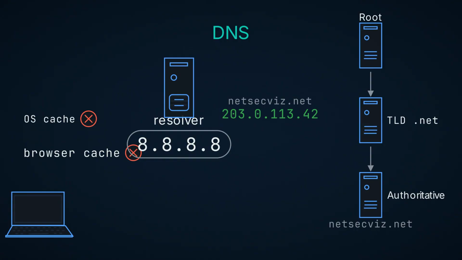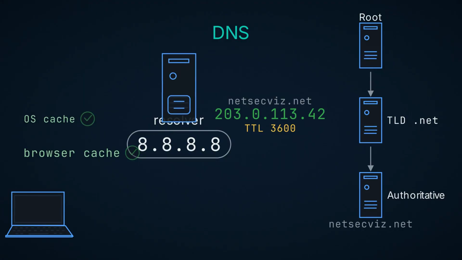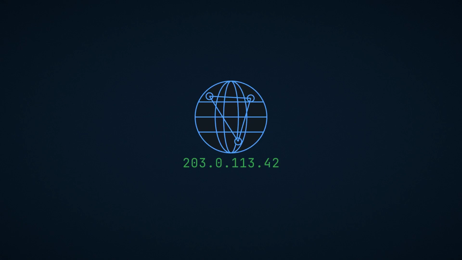And here's the thing everyone gets wrong. This almost never happens in full. Every answer comes with a TTL, a time to live, a little expiry timer. Until it expires, everybody caches it. Your browser, your OS, the resolver. So most of the time, this entire planetary scavenger hunt gets skipped and you get an answer in a millisecond from a cache 2 feet away. Stop and appreciate that. Your browser just found a specific machine out of billions anywhere on Earth before you lifted your finger off the key.